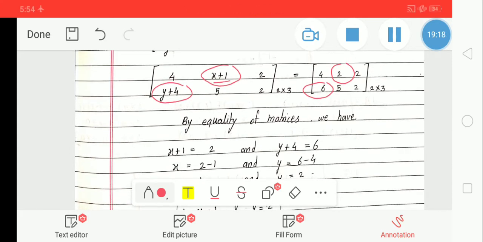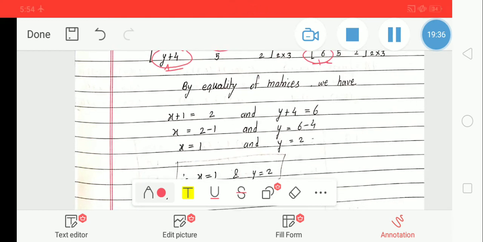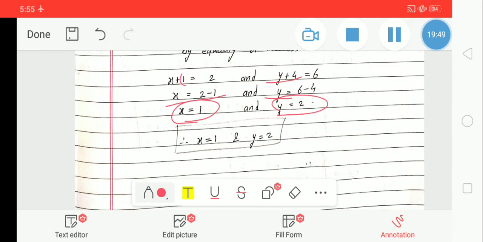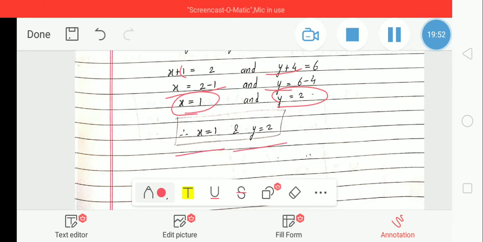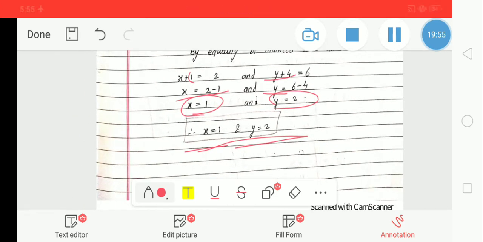X plus 1 is equal to 2 and y plus 4 is equal to 6, meaning this is the position in first row of second column, here also first row of second column, here second row of first column, here second row of first column. So now x is equal to 2 minus 1, so x is equal to 1, and y plus 4 goes to the other side as minus 4, so y is equal to 6 minus 4, so y is equal to 2, meaning x is equal to 1 and y is equal to 2. We can find the value of x and y.